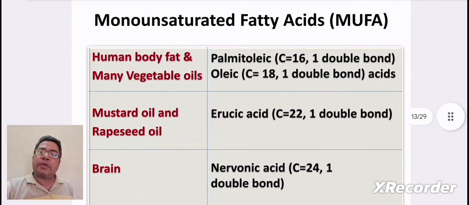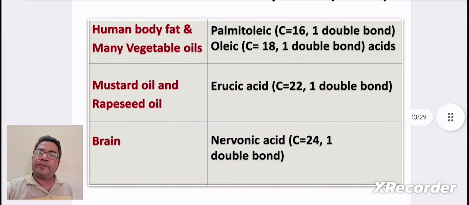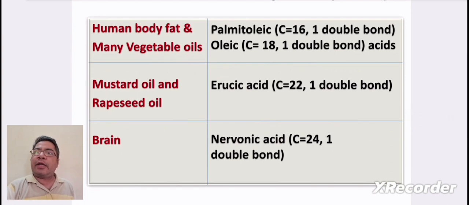Coming to monounsaturated fatty acids. Human body fat and many vegetable oils contain palmitoleic acid and oleic acid, and mustard oil and rapeseed oil contain erucic acid. Brain contains nervonic acid.